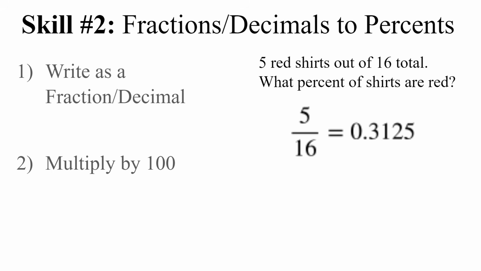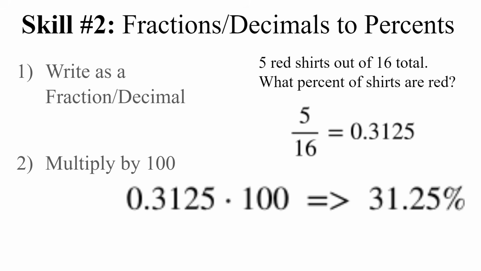Now to change it to a percent, you have to remember to multiply either the fraction or the decimal by 100. Since this decimal kind of ends nicely, it terminates, I'll stick with the decimal. So 0.3125 times 100, and I get 31.25%. Let's do a couple examples at the board.